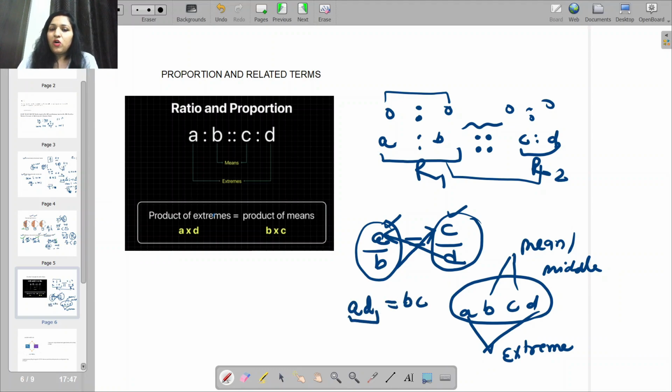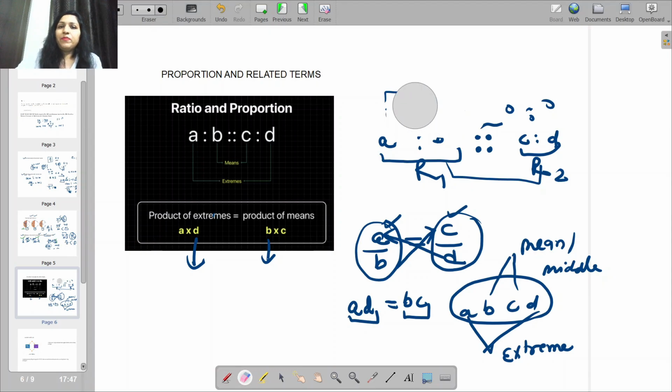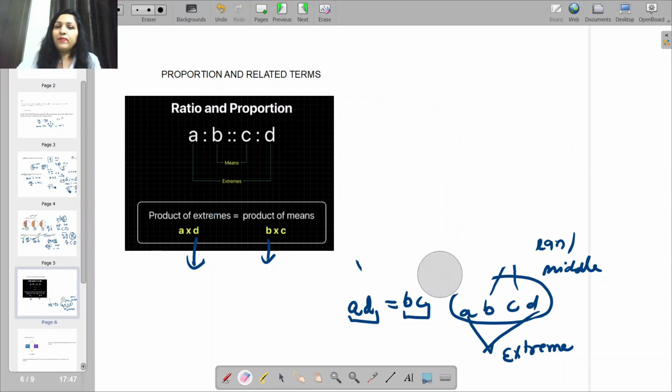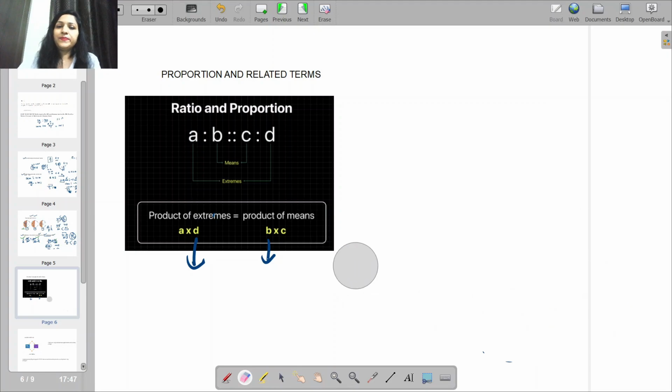If the product of AD and BC is equal, then also the four numbers are in proportion. Correct? Or we can say that the product of the extremes, this one, should be equal to the product of the means. अगर ऐसा होता है, four numbers are in proportion. Let us take an example for you to understand ये proportion हम कैसे check करते हैं. I am giving you four numbers.